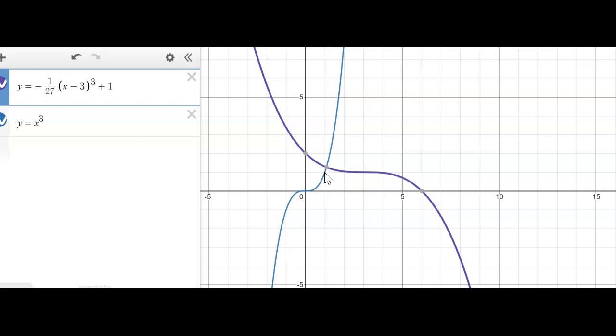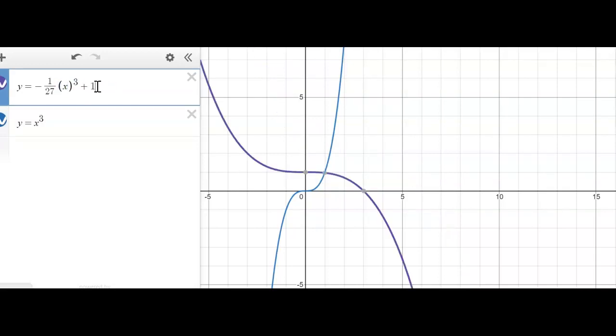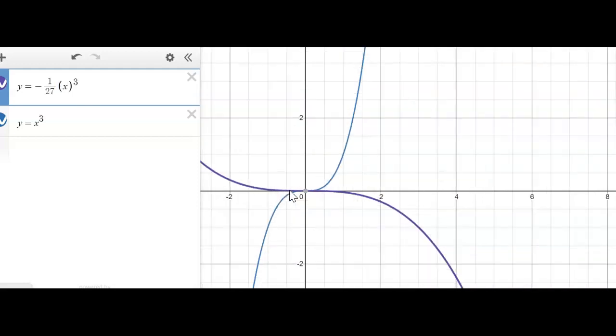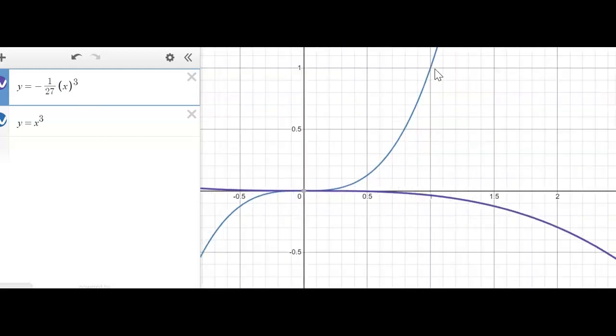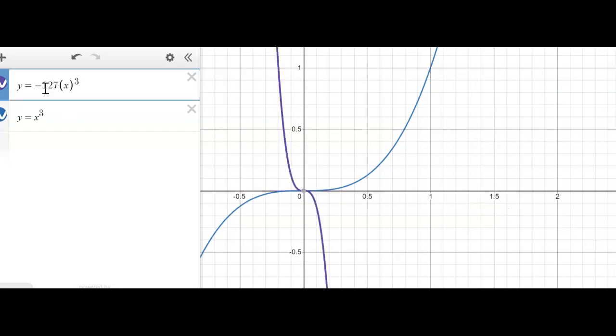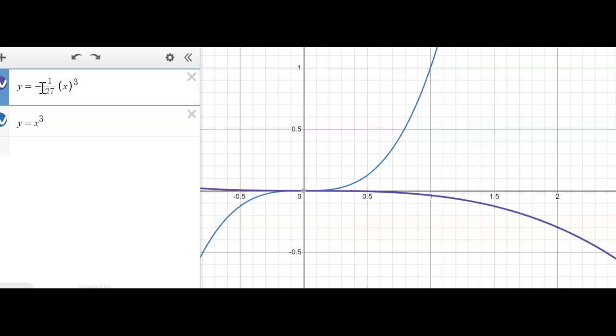So this point, where were we? 1, 1, and it might be a bit hard to see. Oh, actually, what I might do, because we've had translations, let's just get rid of the translations for a sec. Might be easier to see. Oh, see, there's not much space. Okay, I've had a reflection there as well. Let's get rid of that reflection. Might be easier to see.